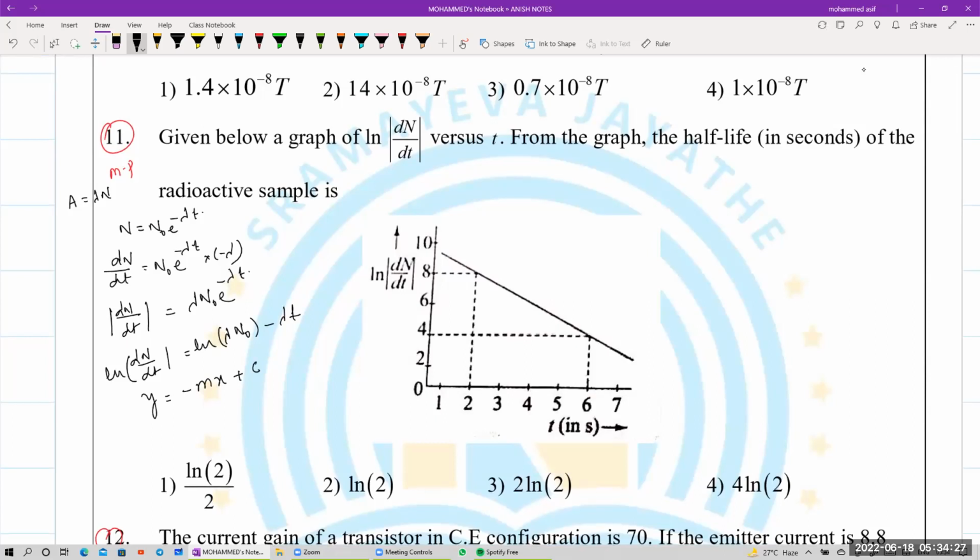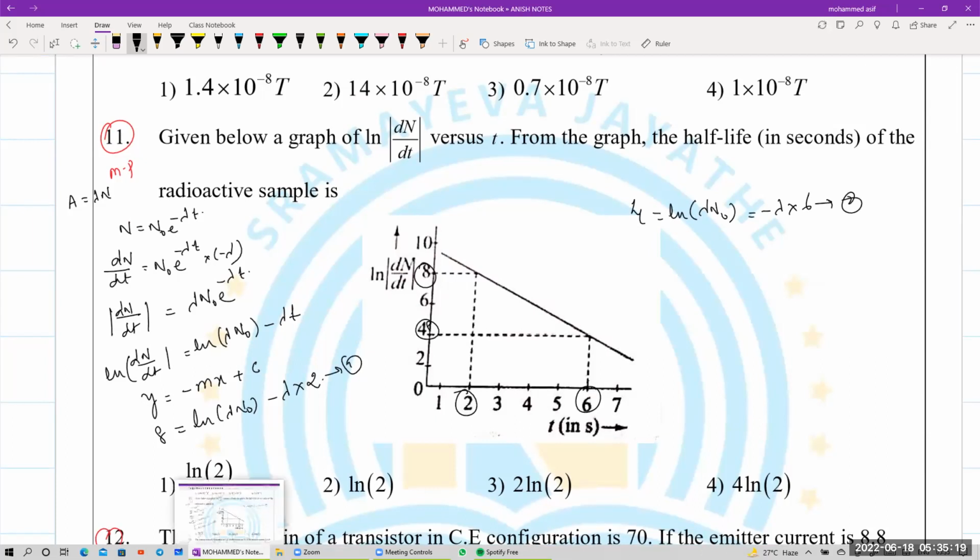In the given condition, what is the value of y? ln dN/dt is 8 on the y-axis. This is ln lambda N0 minus lambda t. At what time is it becoming 8? At 2 seconds. Then come to 4: here the time is 6. That means 4 equals ln of lambda N0 minus lambda into 6. This is my equation number 1, and this is my equation number 2.